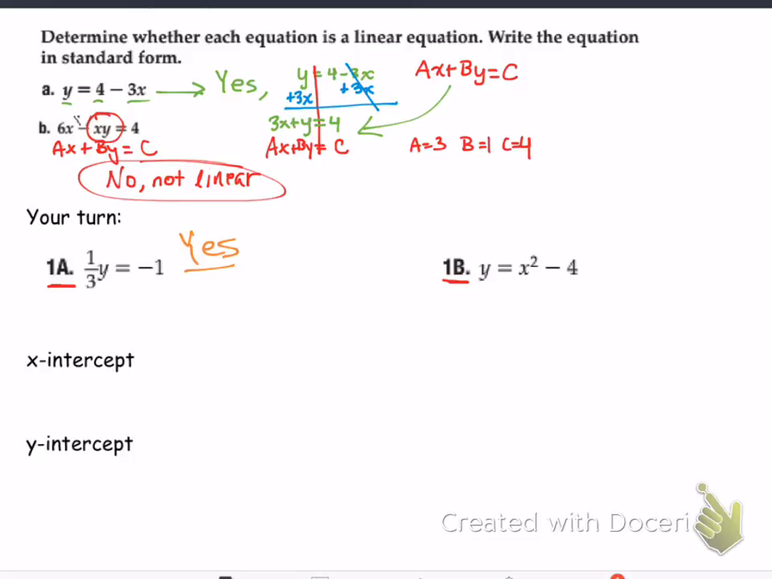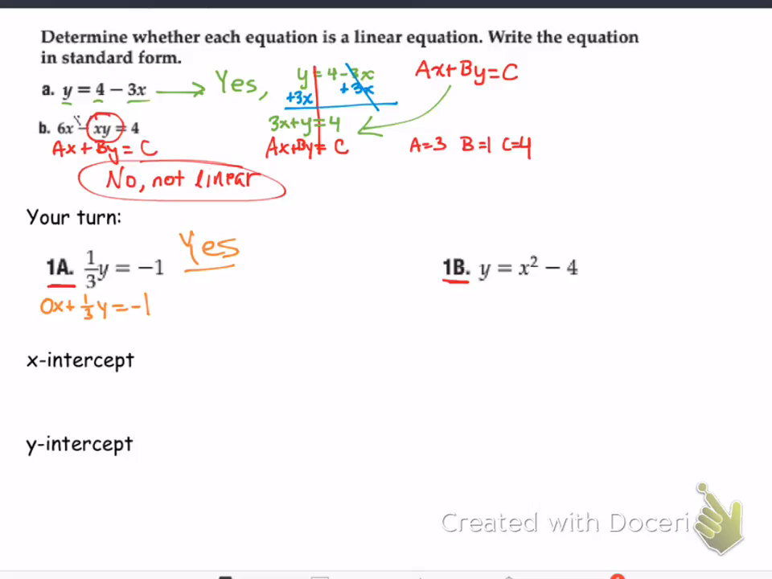Number one is yes. I don't have any exponents that are bigger than 1. It can be written, even though the x is not there, it's kind of like there's a 0x plus 1/3 y is equal to -1. And so it is possible to have a 0x. And then there aren't any terms with more than one variable.